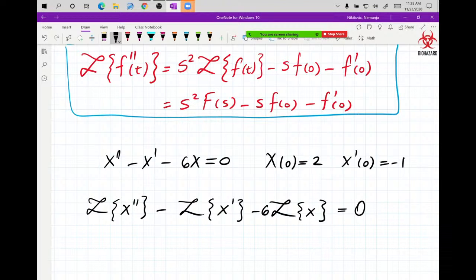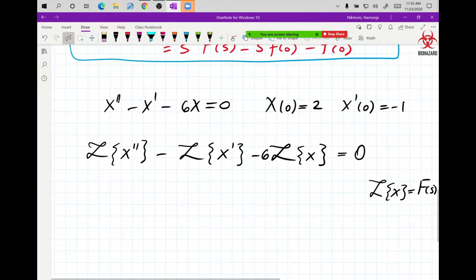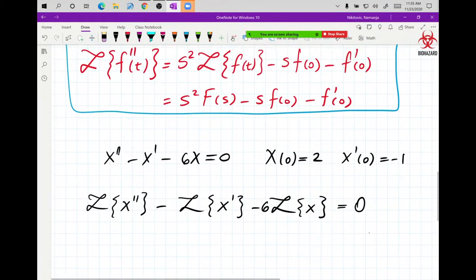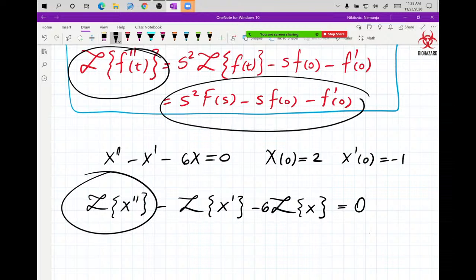Now, Laplace of x is your F(s). That's the easy one. So that goes in here. But we have to deal with the derivatives first. So what do I have? I have a second derivative. See, second derivative, that's this. So I need all of this cut and pasted for the second derivative.